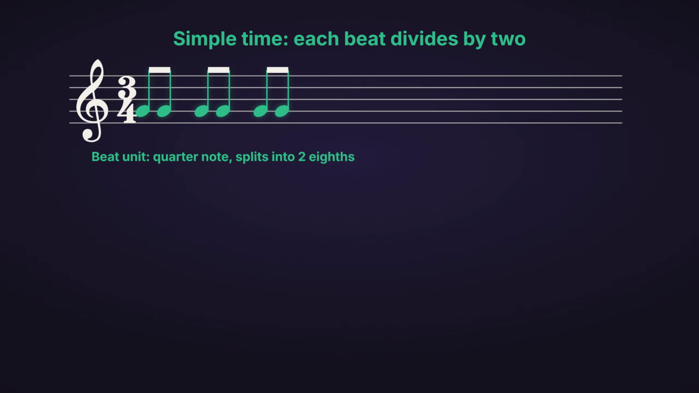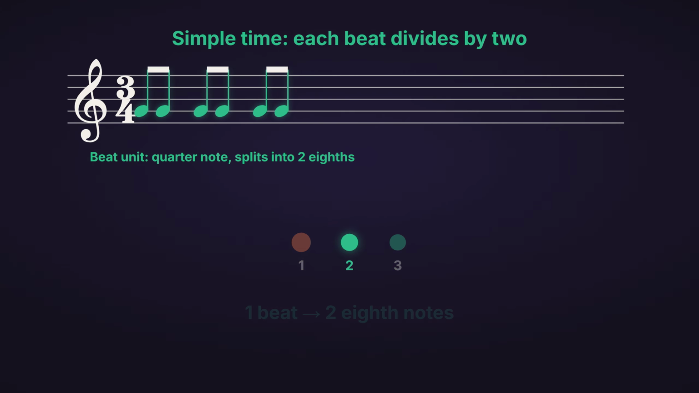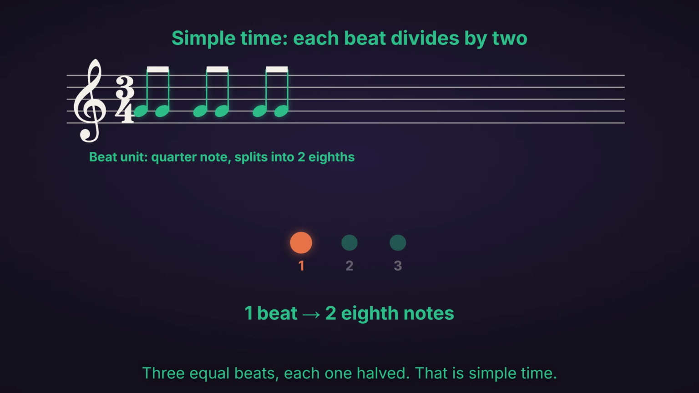When you count a bar of 3/4, you say 1 and 2 and 3 and. Those ands land exactly halfway through each beat. Every subdivision is equal. Every division is by 2. That two-way split is the defining feature of simple time, and it is why 3/4 walks with such an even, measured step. 2/4 and 4/4 are also simple time for exactly the same reason.